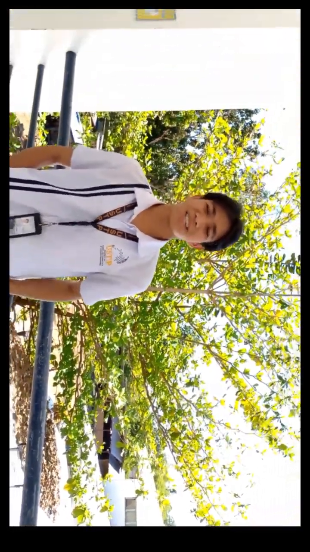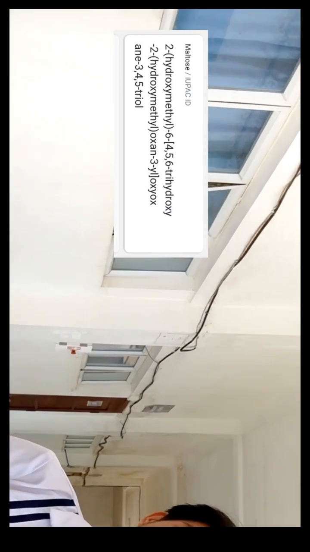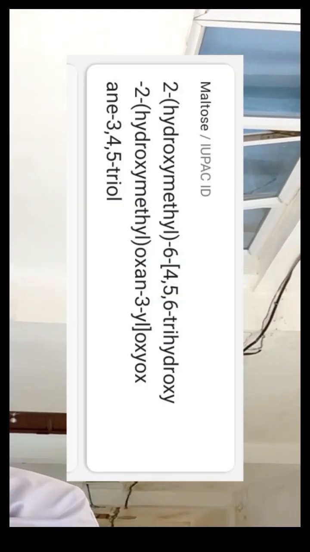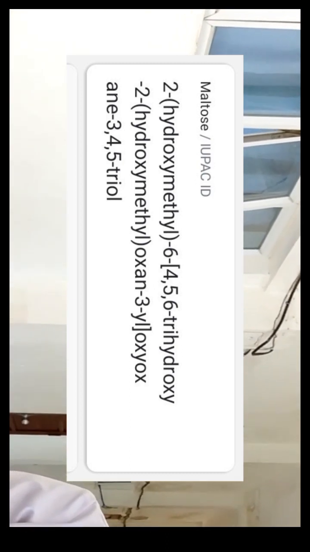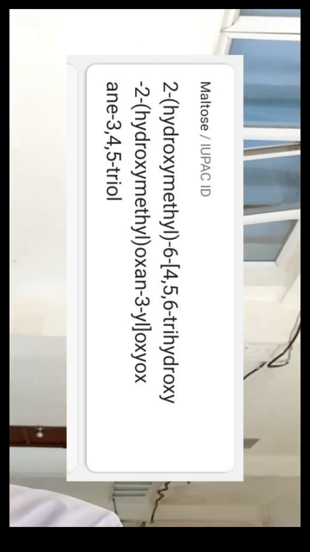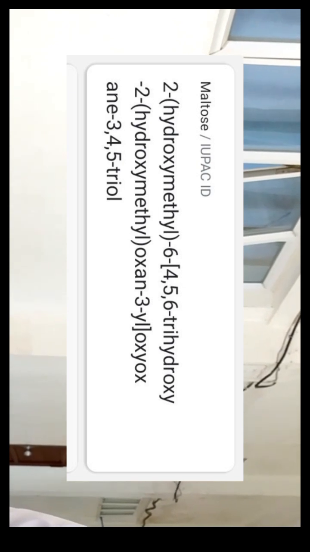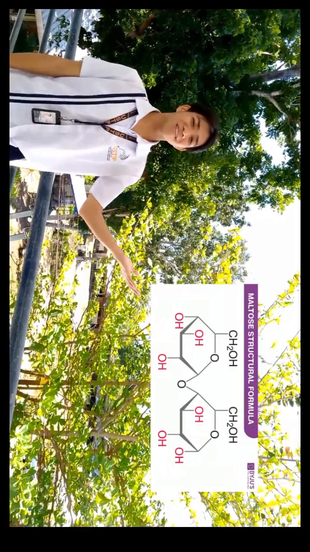A malt sugar is a common name of maltose. And the IUPAC name of maltose is 2-hydroxymethyl-6, 4, 5, and 6-trihydroxy and -2-hydroxymethyl oxan-3-yl, oxane-3,4,5-triol. Moreover, here is the illustration of the chemical structure.